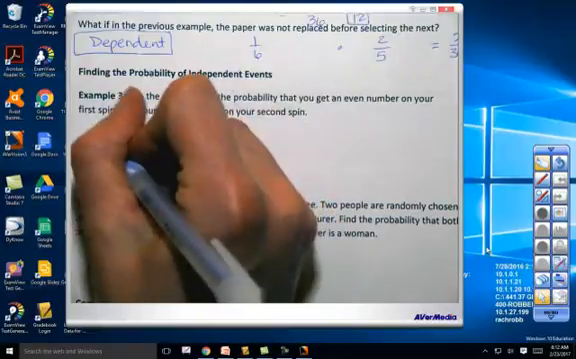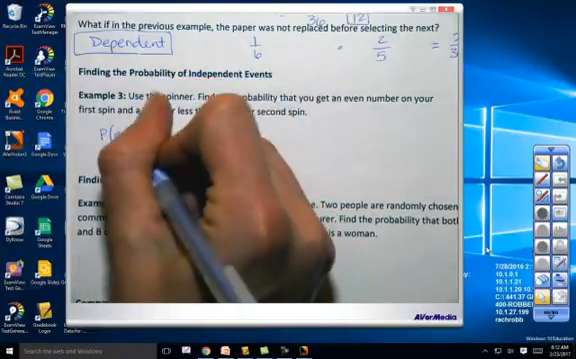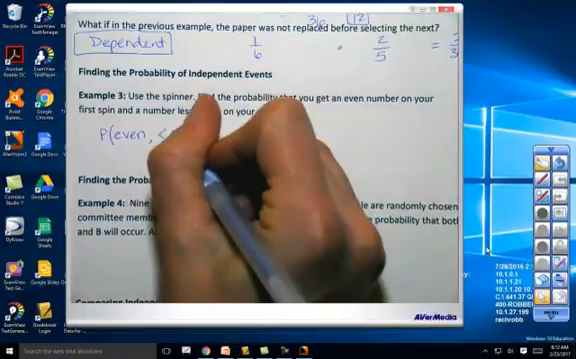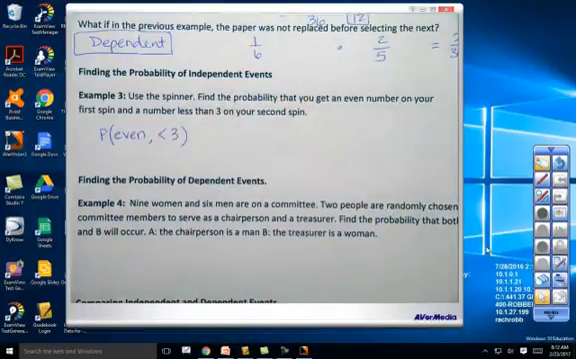So the notation for this, probability of even, comma, less than 3. That's showing that we're getting the probability of 2 events occurring. If I wanted a third event, I would say comma and put another event in there.